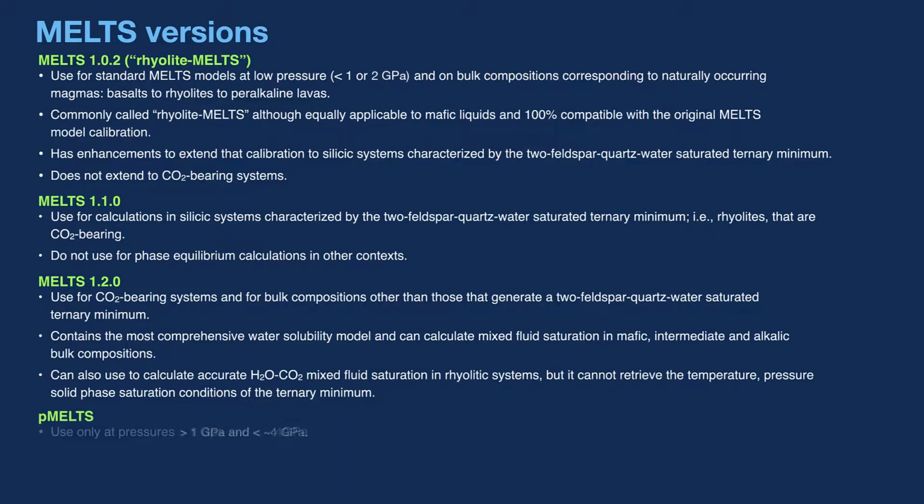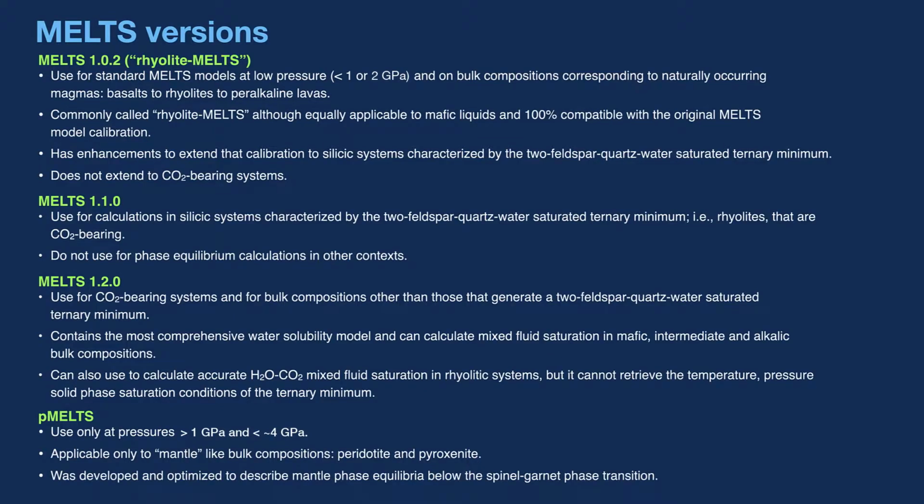The pMELTS model should only be used at pressures greater than 1 gigapascal and less than about 4 gigapascals. It is only applicable to mantle-like bulk compositions, that is, peridotite and pyroxenite. The pMELTS model was developed and optimized to describe mantle phase equilibria below the spinel-garnet phase transition.